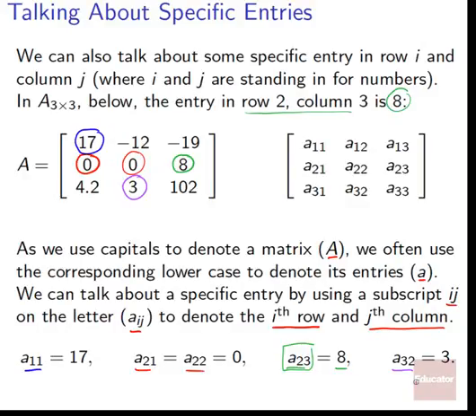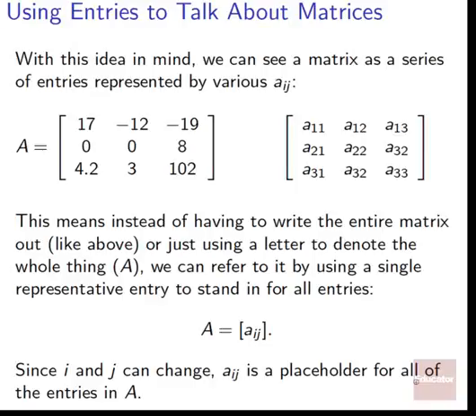So this gives us another way to talk about where a number is. We can talk about it in terms of this entry and a subscript to say which of the entries it is. With this idea in mind, we have another way to talk about a matrix. As opposed to a matrix being the entire matrix, or just this capital letter that represents it, we can see it as a series of entries represented by this a sub ij, right? There's a first row, first column, first row, second column, first row, third column, then second row, first column, second row, second column, third row, second column, et cetera, et cetera, right? It's just a bunch of entries making up the whole thing.